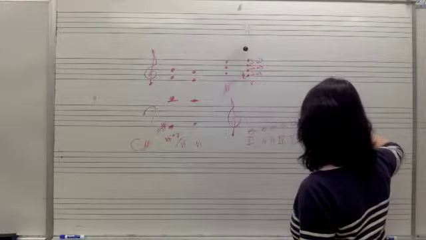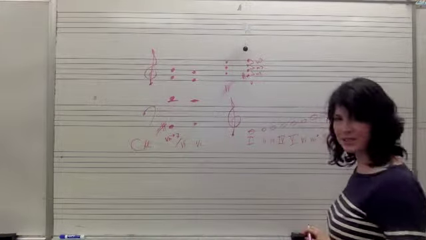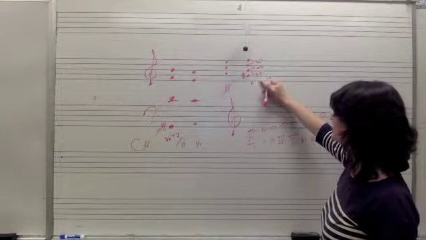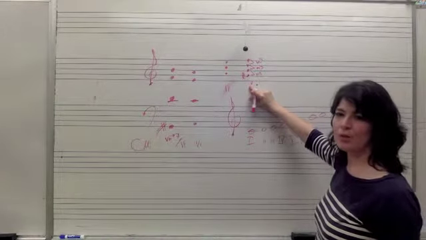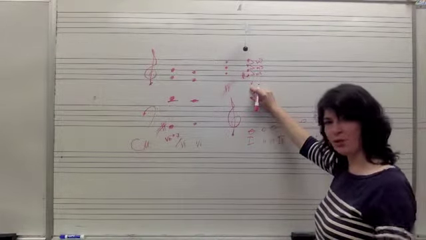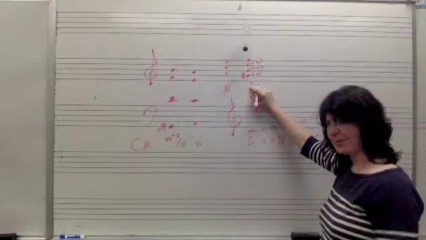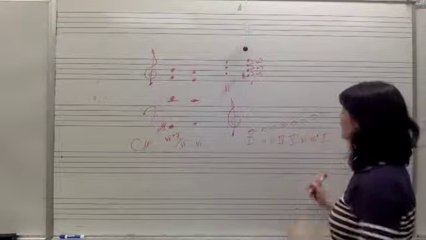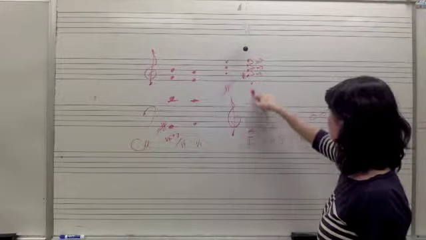So we know it's going to be the 7th of something. It's either going to be the 5th or the 7th. In this case, we know it's the 7th because it's diminished. If it were a major minor chord or a major chord, it would be considered a 5th. All right? So now we find the 7th. We find our G sharp.